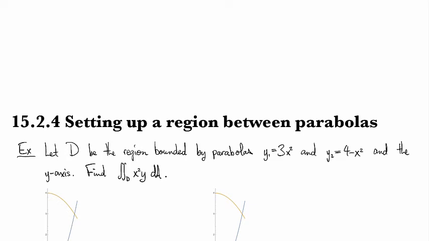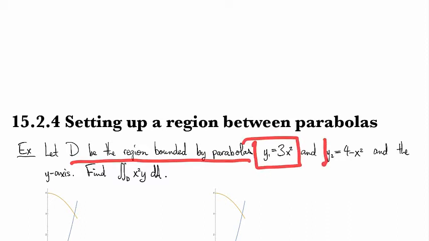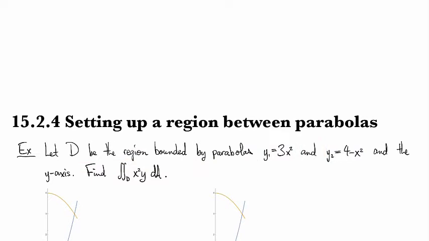Here in this clip, we'll look at an example of when one way of setting up a region is better than another way. Suppose we're looking at the region which is bounded by these two parabolas, 3x squared and 4 minus x squared, and it's also bounded by the y-axis. So we're looking at this region right here, and we want to integrate some function over this region.